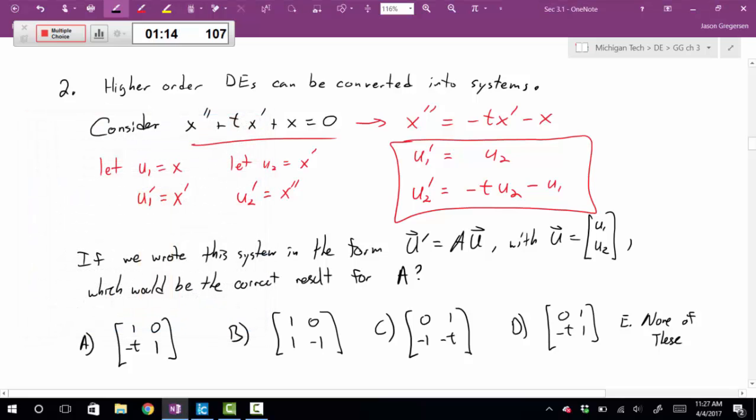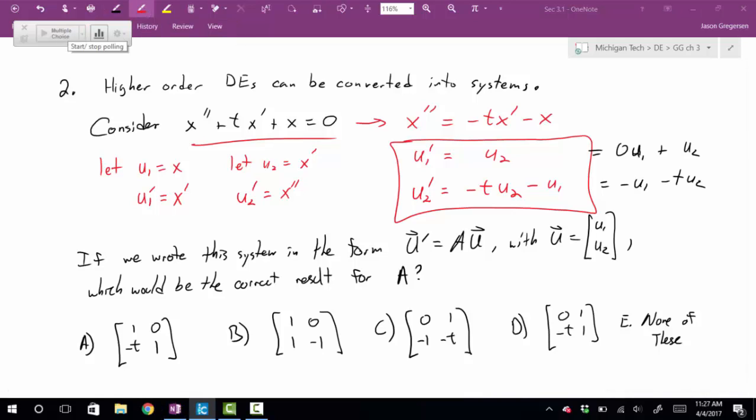All right, the idea is that we kind of want our U2 pieces separately. So this is really the same thing as 0 U1 plus 1 U2 minus U1 minus T U2. And now you grab those coefficients to make C. Wonderful. All right, any questions so far? Okay.